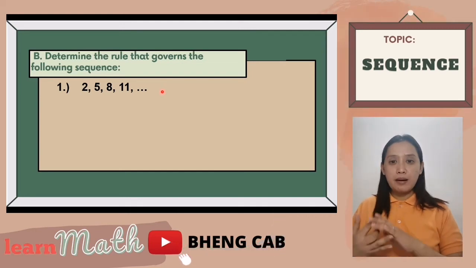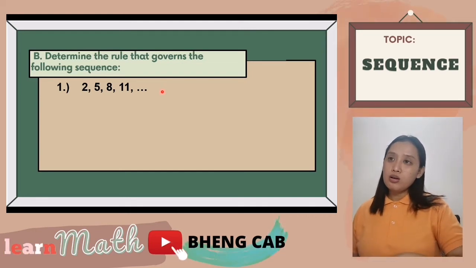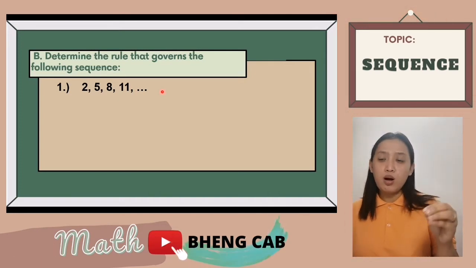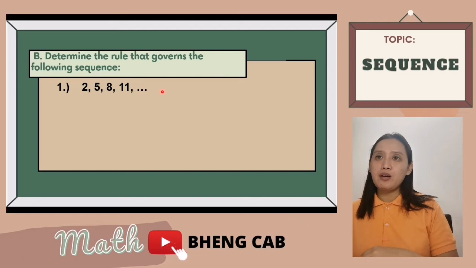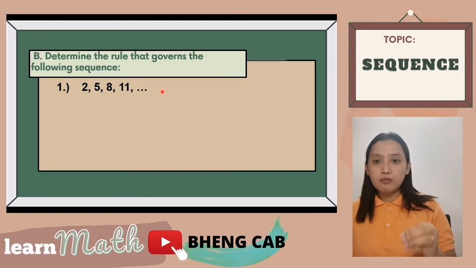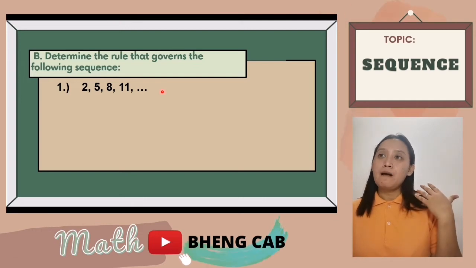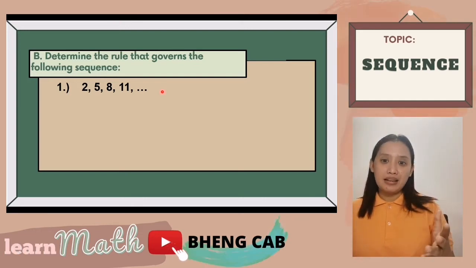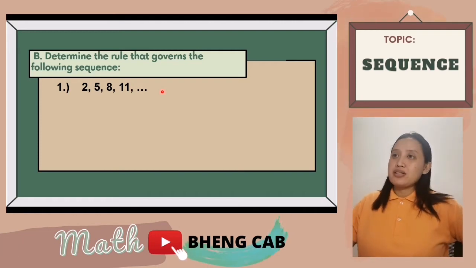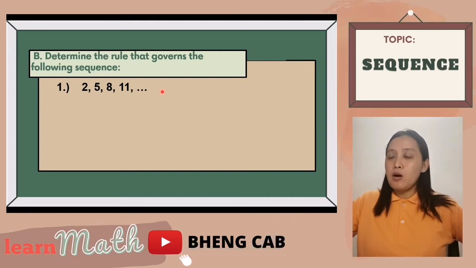Hindi ka lang basta magmamano-mano dito. Kung pinahanap sa yung pang-5, pang-6, pwede ka pang magmano-mano dun. As long as you know the pattern, pwede ka na magmano-mano. Pero pag pinahanap sa iyo yung masyado ng malayong sequence, mahirap dun magmano-mano. Kaya dapat, advantage yung alam natin yung rule ng isang sequence or general rule ng isang sequence.